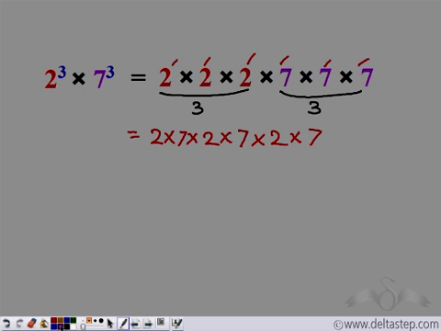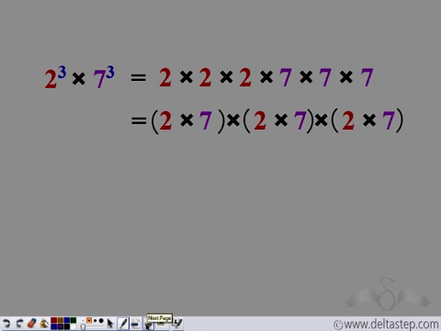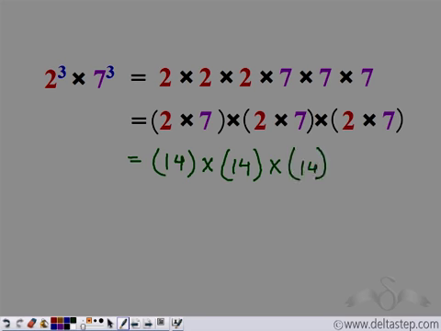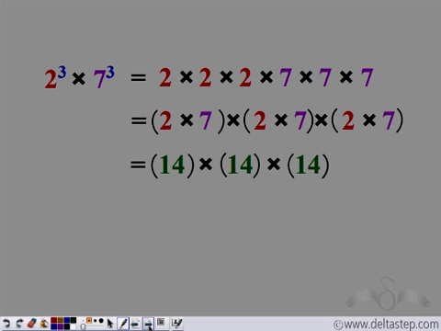Now let us club these. So this is what we have. 2 into 7 into 2 into 7 into 2 into 7. So we have 3 groups of 2 into 7. Now 2 into 7 is equal to 14. So this gives us 14 into 14 into 14. So this is what we have. So this is 14 into 14 into 14.